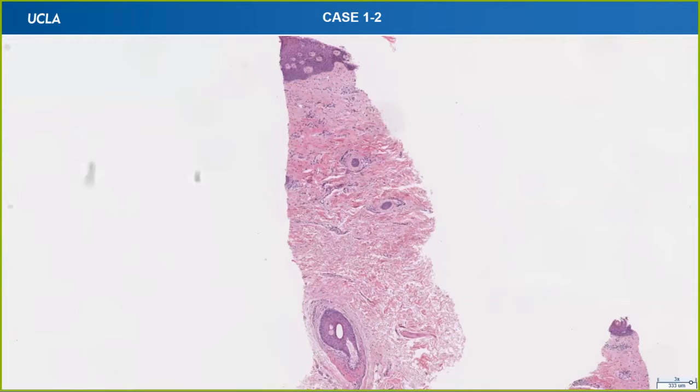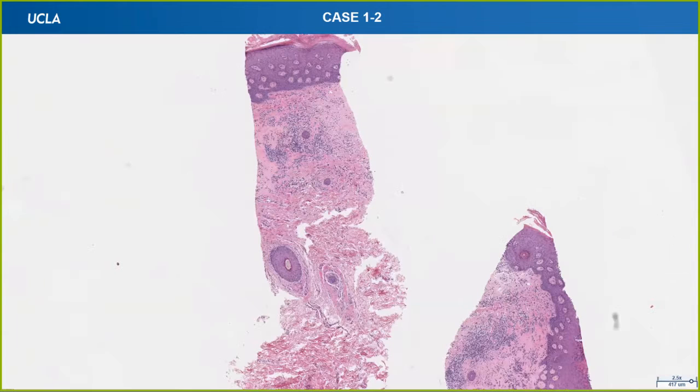So going back to the low power again, going even deeper than where we were seeing the annexal structures, I see a follicle annexal structure that has perifollicular fibrosis. So that's a clue that I might be dealing with LS, as the clinician suspected. When I have these equivocal features and suggestion of LS, especially in a poorly oriented specimen, I would always get deeper levels because the answer might be hiding deeper in the block.